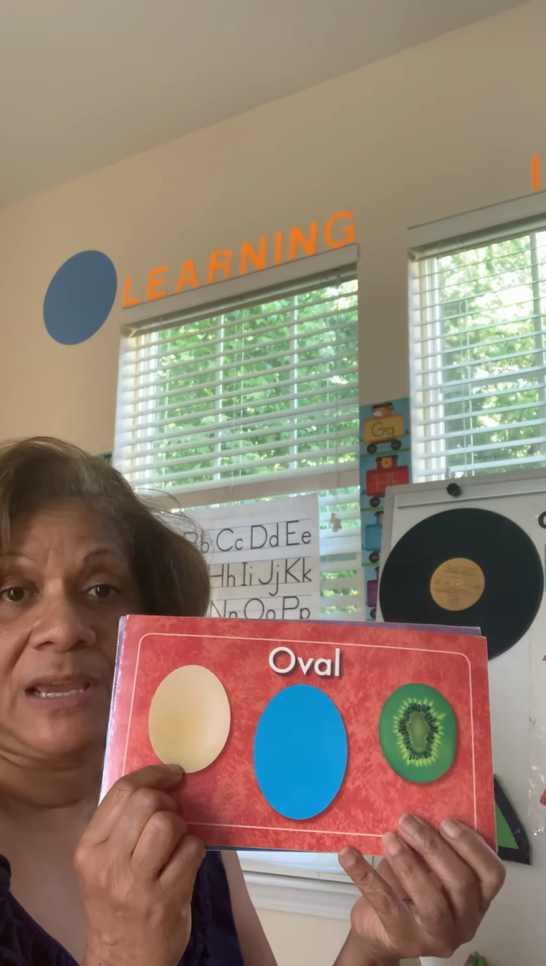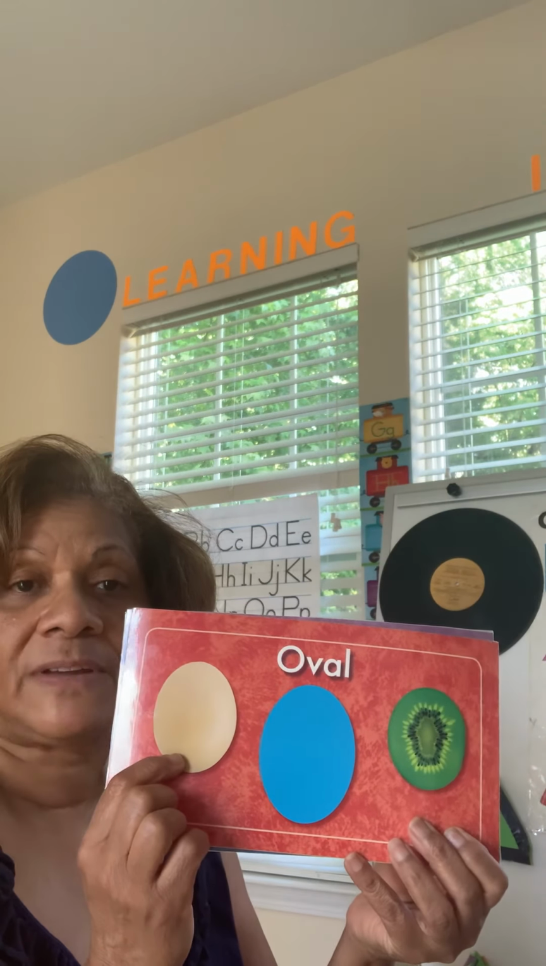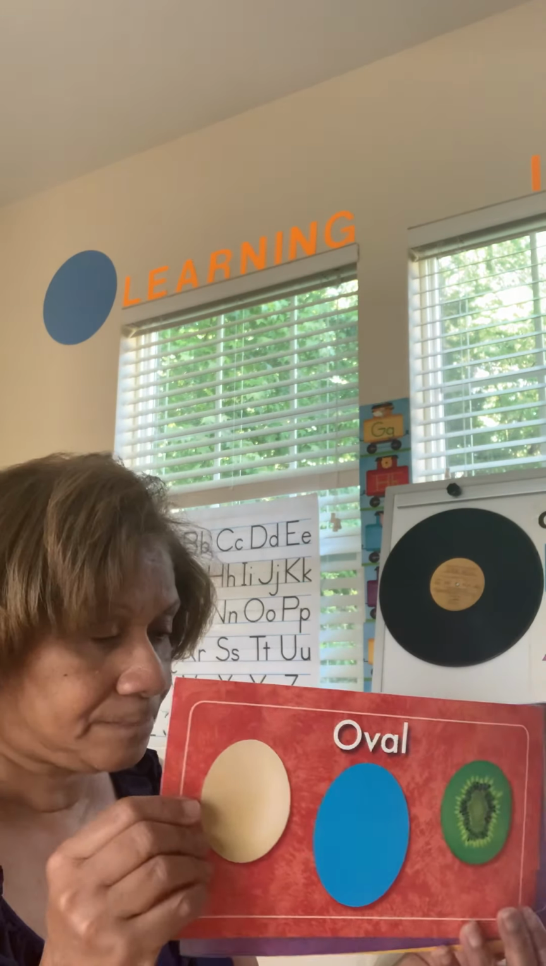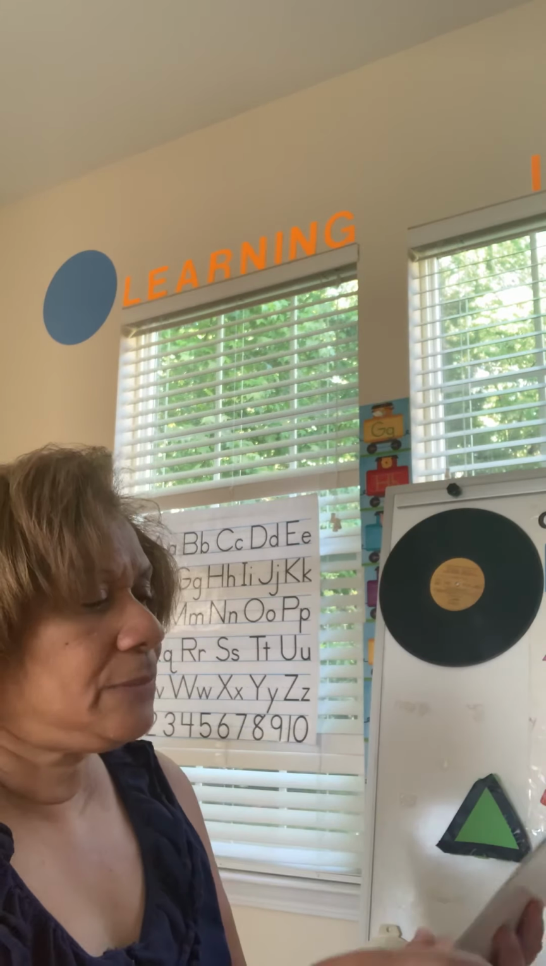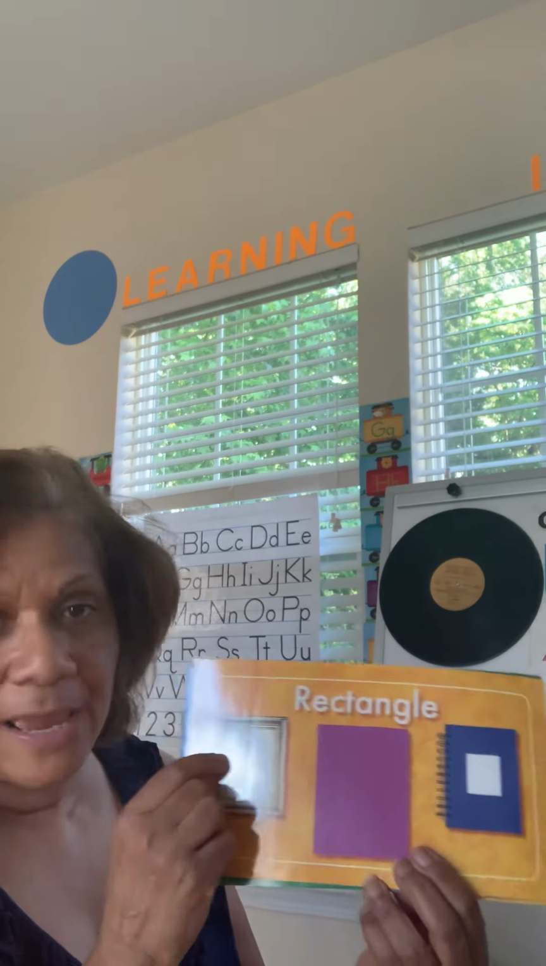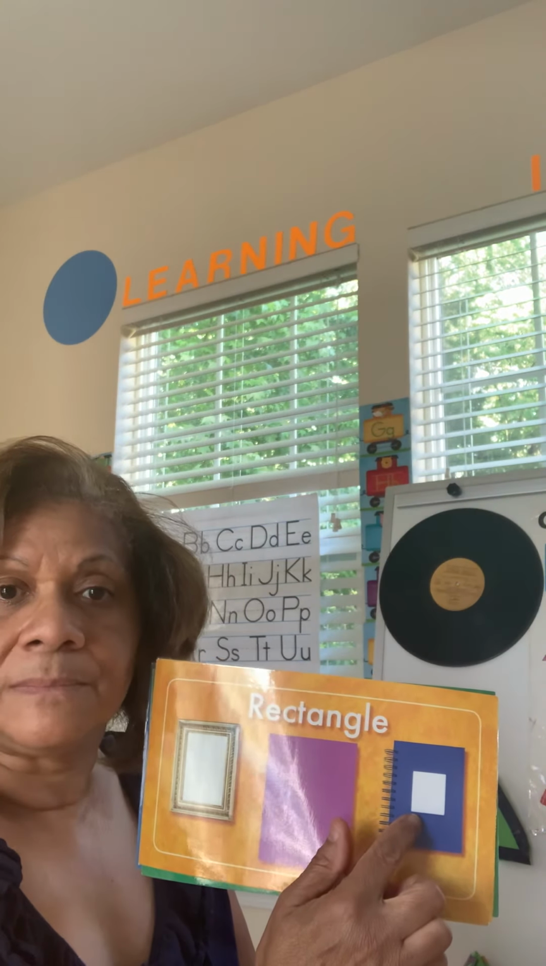We have that oval shape, which is an egg shape. Here's the oval shape. Here's a picture of an egg and a picture of what is called a kiwi, the oval shape. Then we're going to take a look at a square. Could be a checkerboard or chessboard, the square, or a square pillow. They all have the same equal size, 4 equal sides. Then we have a rectangle, a picture frame, or a type of notebook. Rectangle.